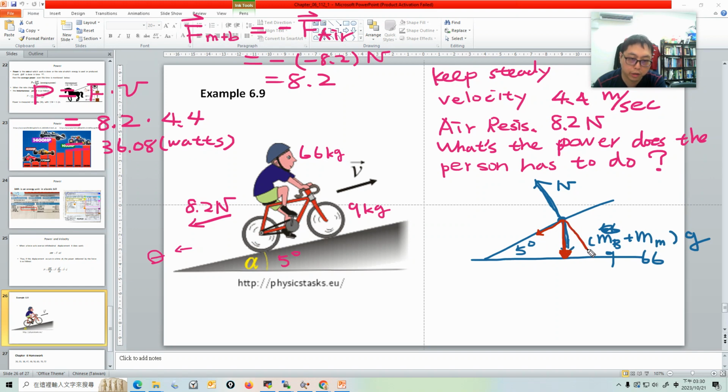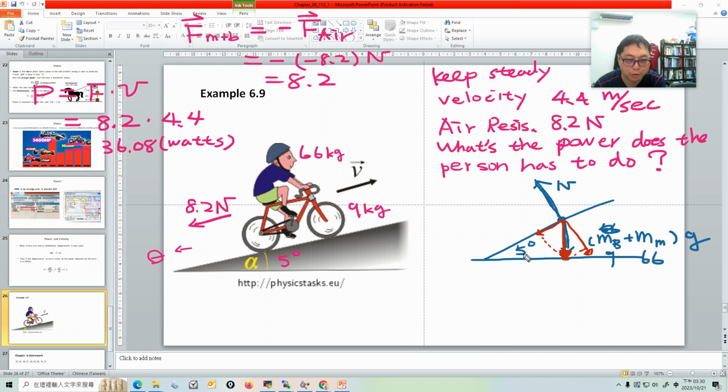We decompose this vector by these two vectors. So this weight vector has a component which is opposite to your moving direction. So this also causes resistance, and we also have to consider this resistance. So what's the force for this component?